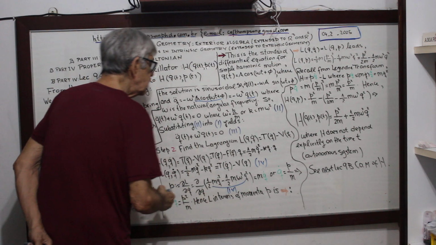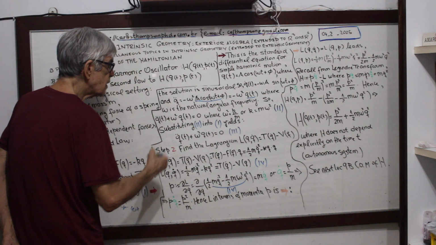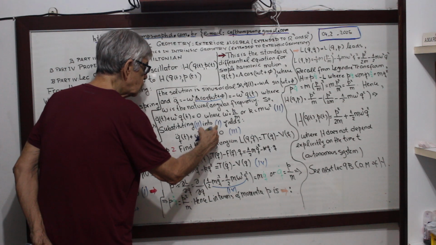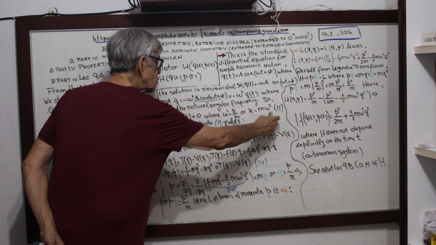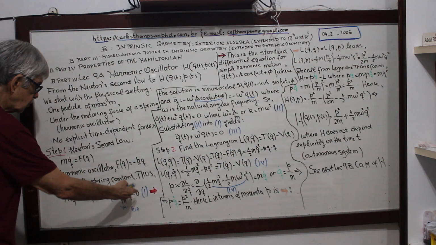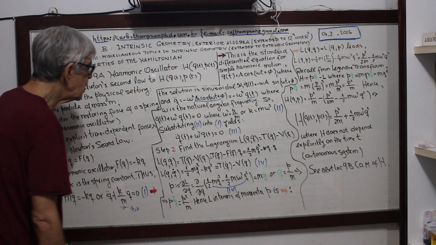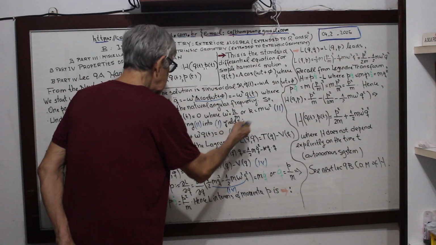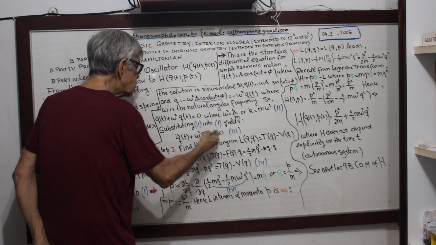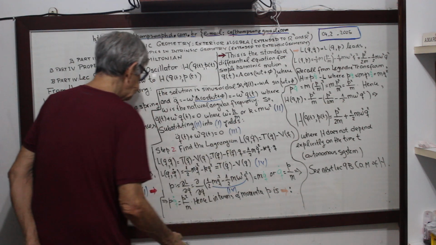This is equation 3. You see? Because I substitute equation 2 into equation 1. Equation 2 is just this one, and equation 1 is this one. You just substitute, see? Then it leads to this simple second order differential equation, number 3.